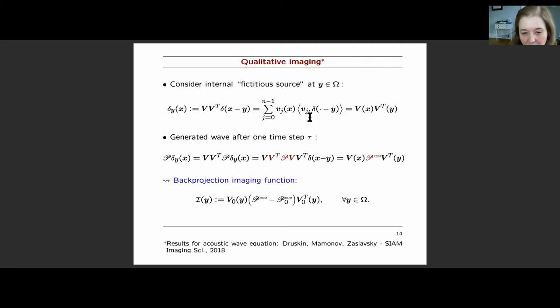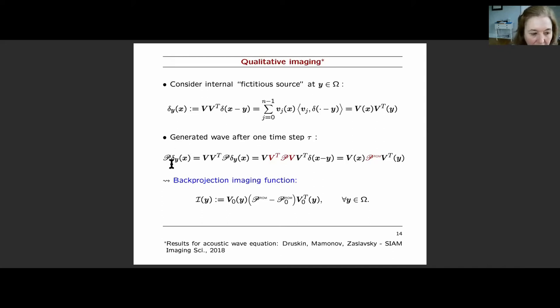Remember that bracket notation that is kind of like an inner product, but it's not, because this is sort of like a matrix line. So I have this approximation, which I write in linear algebra form like this, V of X, V transpose of Y. Now imagine that you had this fictitious source, and then you let this wave evolve one time step, tau.